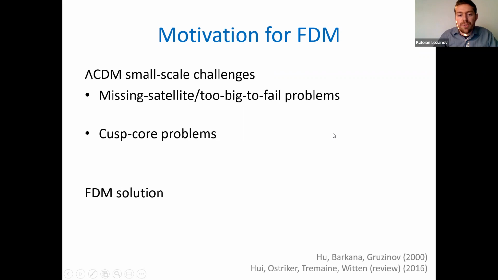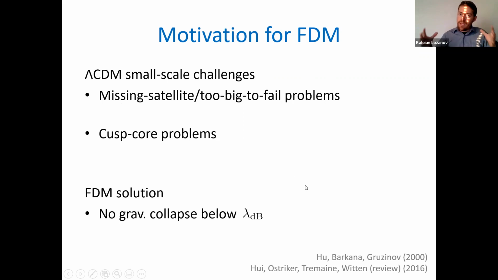Since it is difficult to have gravitational collapse on scales shorter than the de Broglie scale, fuzzy dark matter suppresses the formation of small scale structure. Fuzzy dark matter predicts the formation of fewer dwarf galaxies and virtually no formation of density cusps at the centers of dark matter halos. So now let's consider some concrete models of fuzzy dark matter.